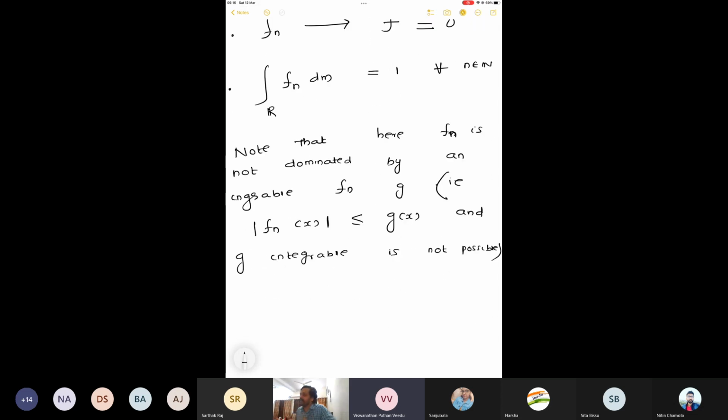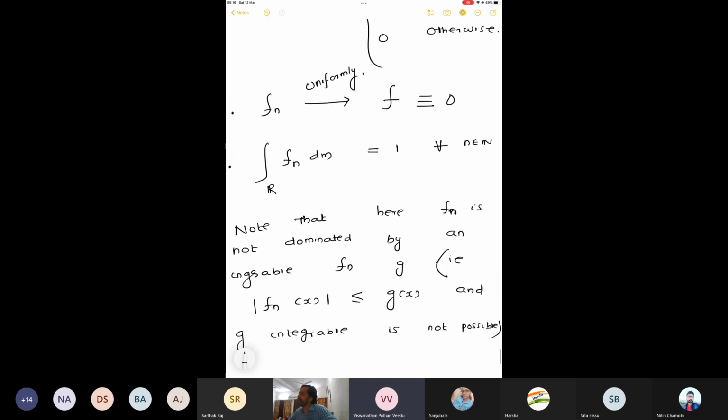Okay, that is one way to understand, but you have to get a direct proof for the fact that there is no G for which modulus of Fn(x) is less than or equal to G. Are you getting my point? Yes. So you try to prove this directly, that there is no G such that mod Fn is less than or equal to G and G integrable. We know such a G does not exist by the Lebesgue dominated convergence theorem, because if such a G exists, then integral of fn dm should converge to integral of f dm. But here integral of fn dm is 1 and integral of f dm is 0.